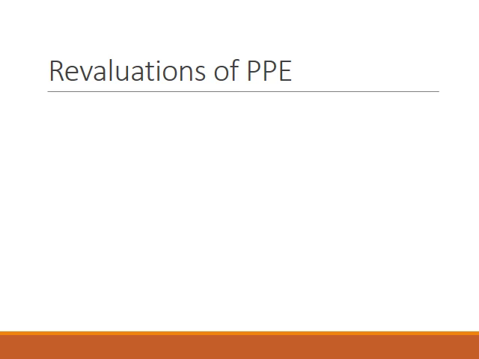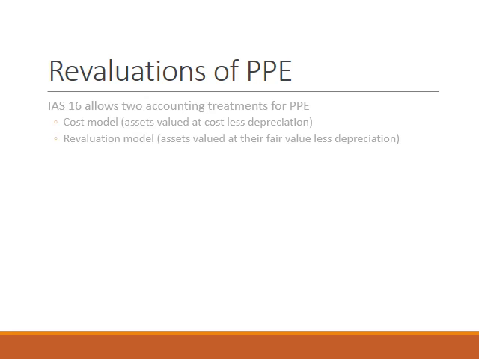Now, so far we've been thinking about our property, plant and equipment in terms of cost and depreciation. And that's the more standard way of treating property, plant and equipment. But IAS 16 allows two treatments: the cost model, which is what we've been looking at, and also the revaluation model, where assets are valued not at their cost less depreciation, but at their fair value less any depreciation.